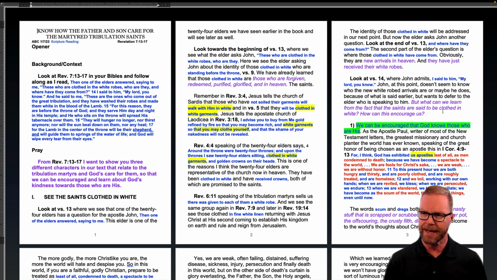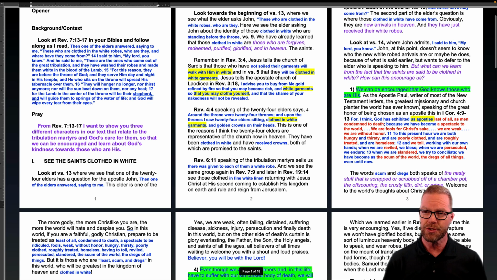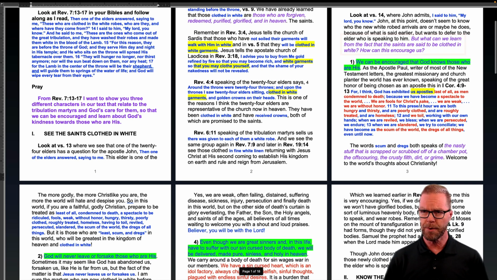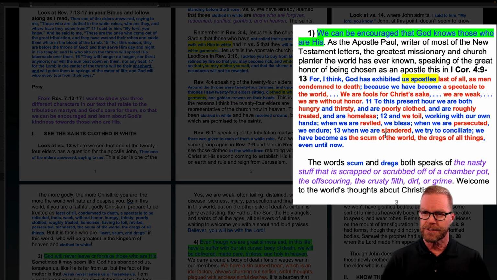So notice what I do here. I sat there, and after asking these two questions right here, but what can we learn from the fact that the saints are said to be clothed in white? How can this encourage us? So I just thought about it. I meditated on it. I wrote down some bullet points. Then I blew out the bullet points. So let's see what I did. We can be encouraged that God knows those who are His. I talk about that thing, that God knows those who are His.